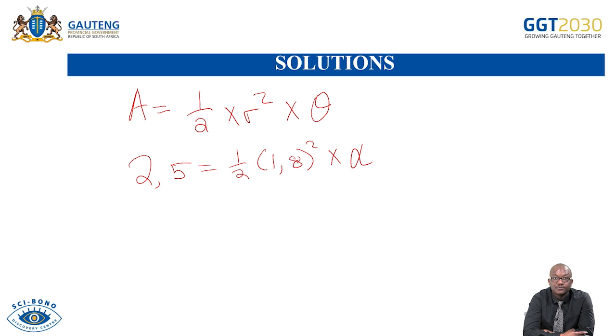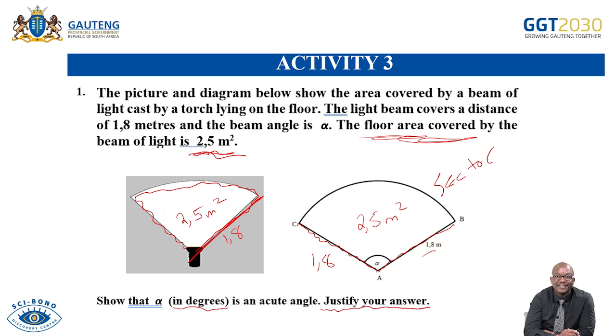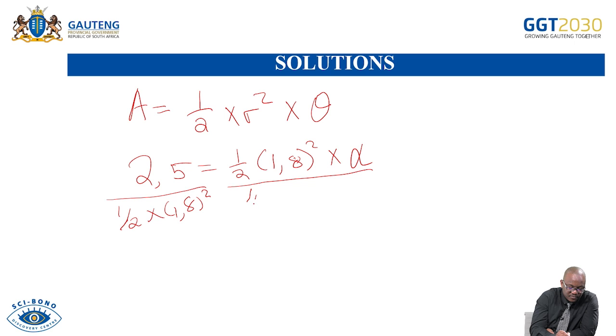So how then are we going to determine our angle there? And remember, when you determine the angle, they said you must determine your angle in degrees. Correct. So now we are going to divide both sides by 1/2 multiplied by 1,8 squared. So also this side, we divide by 1/2 multiplied by 1,8 squared. So what will happen here is that 1/2 multiplied by 1,8 squared and 1/2 multiplied by 1,8 squared will cancel out. Then you will have your alpha.